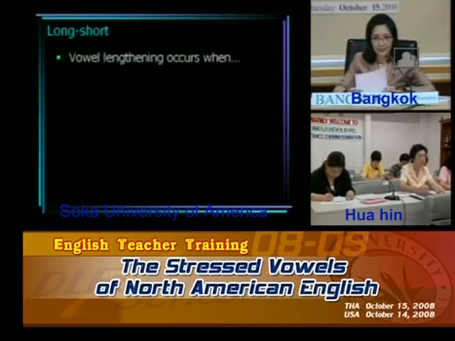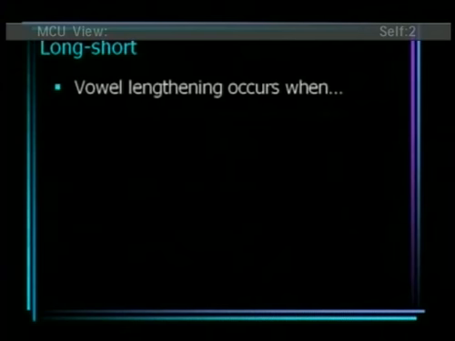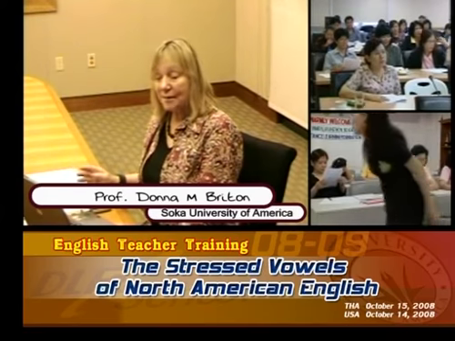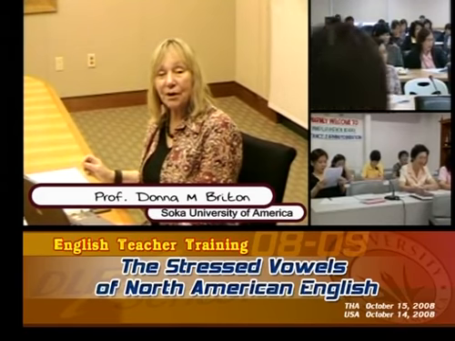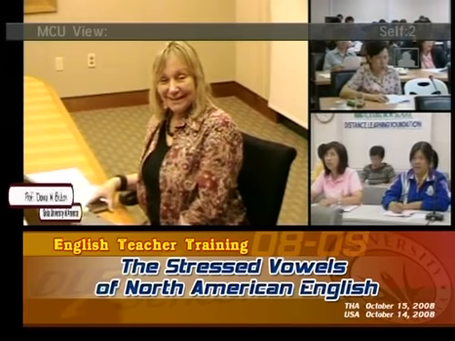Long versus short. Again, we've talked about this before. We said vowel lengthening occurs when, first, the vowel occurs in an open syllable. So, for example, be, cry, toy. Those are all open syllables because they end with a vowel. And that means we can produce that vowel as long as we want. There is no consonant that stops that vowel from being pronounced, right? You can say be, cry, toy, and you can stretch that vowel out as long as you want. Be, cry, toy.